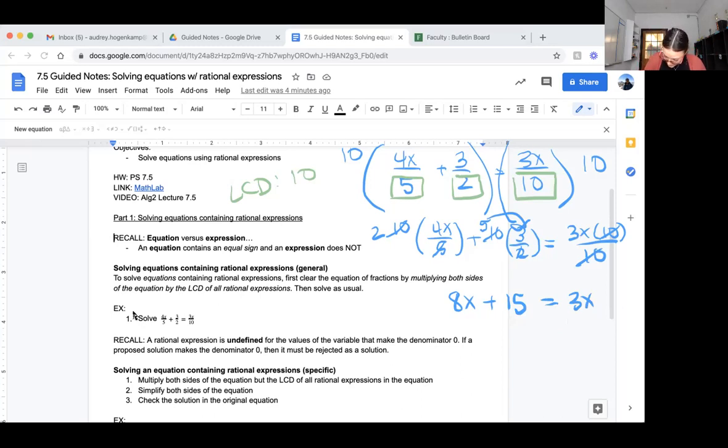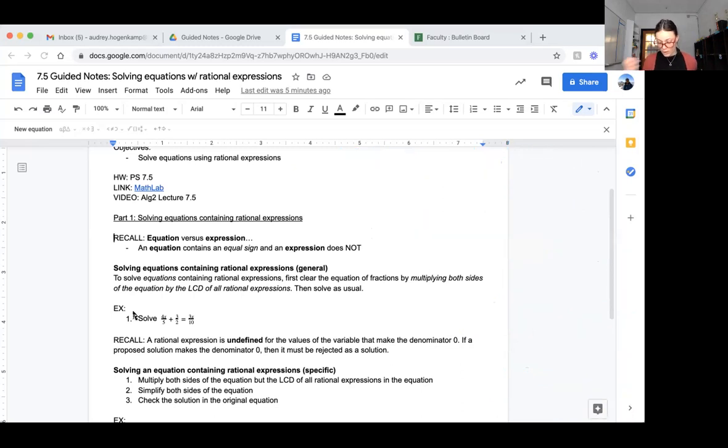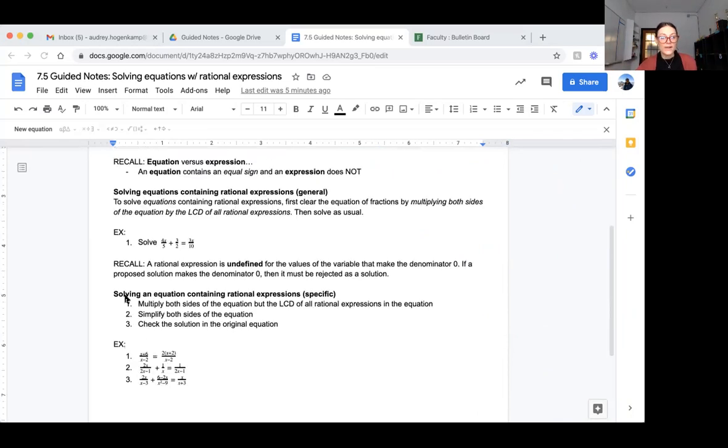And now I can just solve accordingly, right? So I'm going to subtract 3x, so I get 5x, I'm going to subtract 15 from this side, equals negative 15, divide by 5, x is equal to negative 3. Okay, so as soon as we get rid of our fractions by multiplying by the least common denominator, then we're just doing regular old algebra that we know how to do.